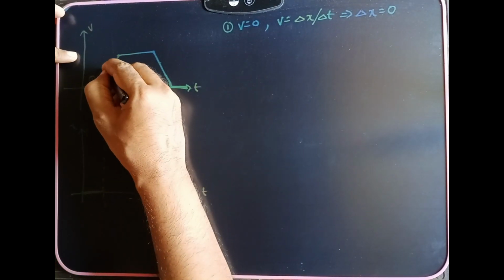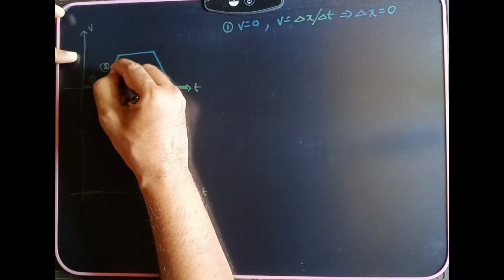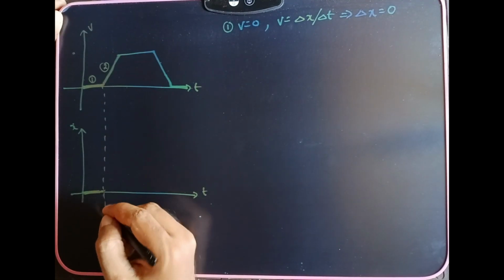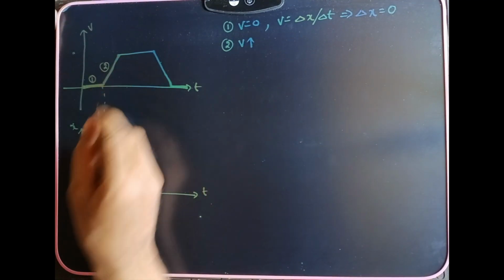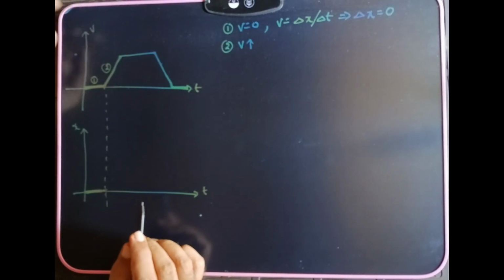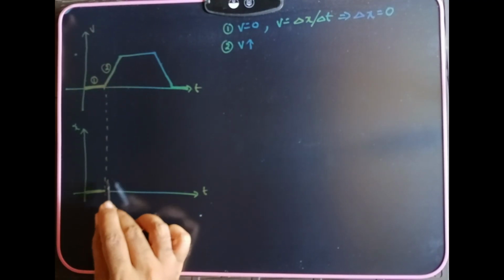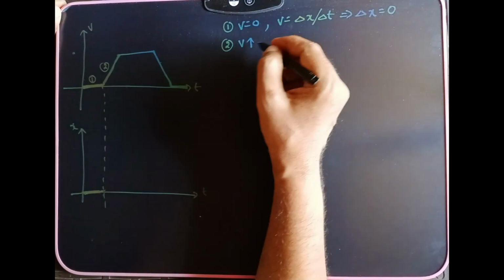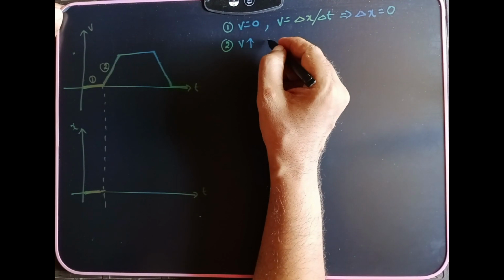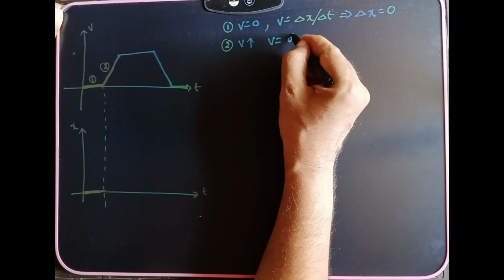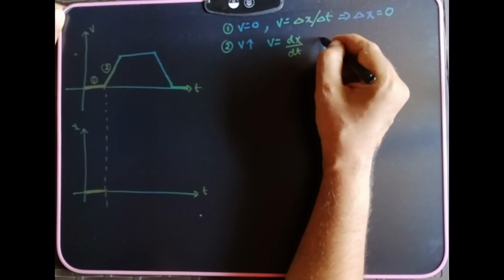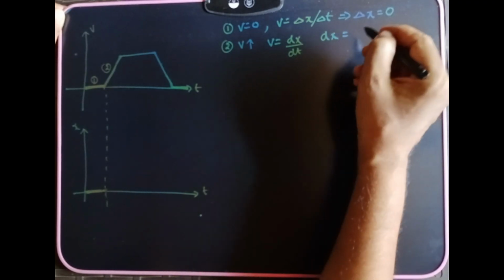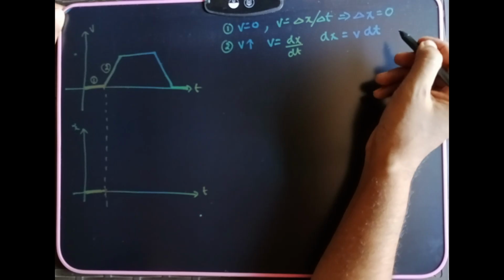Now the second part. Second part is the slanting line. In the slanting line, we know that velocity is increasing. With variation in time, velocity is increasing. Does it mean that displacement is also increasing with time? Let us find it out. So velocity is increasing, and we know that velocity is equal to change in displacement by change in time. So we can denote this as dx is equal to v dt, right?